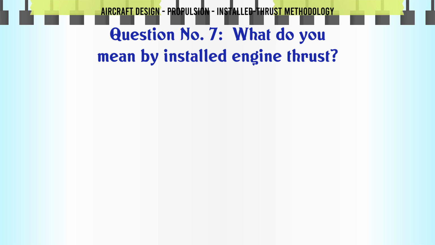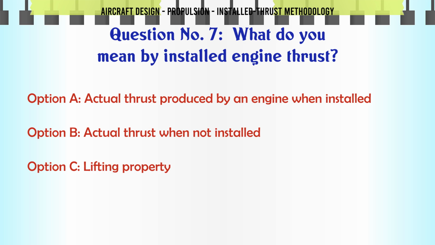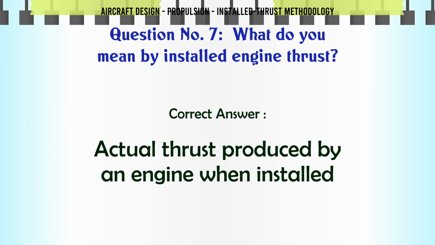What do you mean by installed engine thrust? A. Actual thrust produced by an engine when installed. B. Actual thrust when not installed. C. Lifting property. D. Installed wing lift. The correct answer is actual thrust produced by an engine when installed.